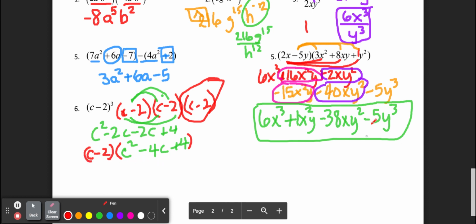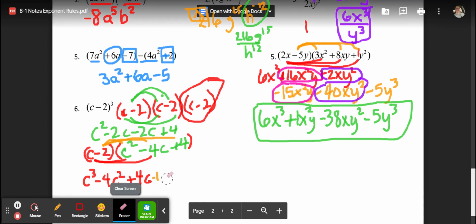It's going to look a lot like number 5 did. So c times c squared is c cubed. C times minus 4c is minus 4c squared, because I add my exponents. 4 times c is 4c. Now that part's done. I'm going to go in and multiply the negative 2 times each of these, just like we did on number 5. So plus, whoops, it will be a minus sign.